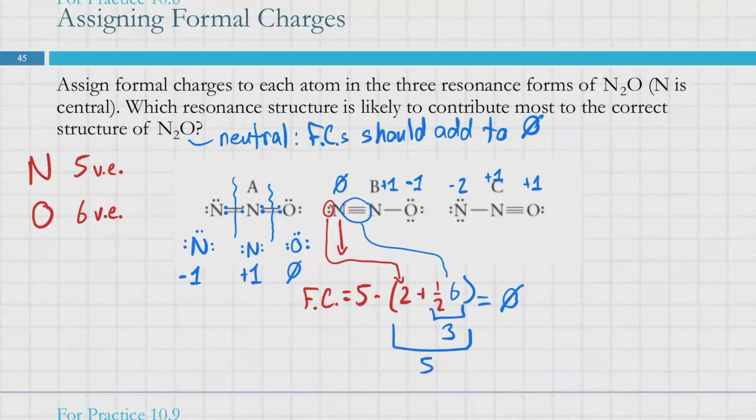Which one of these is definitely not the best? C. Why C? It doesn't have any zeros. All the numbers are bigger. C is the worst, because the numbers are bigger.